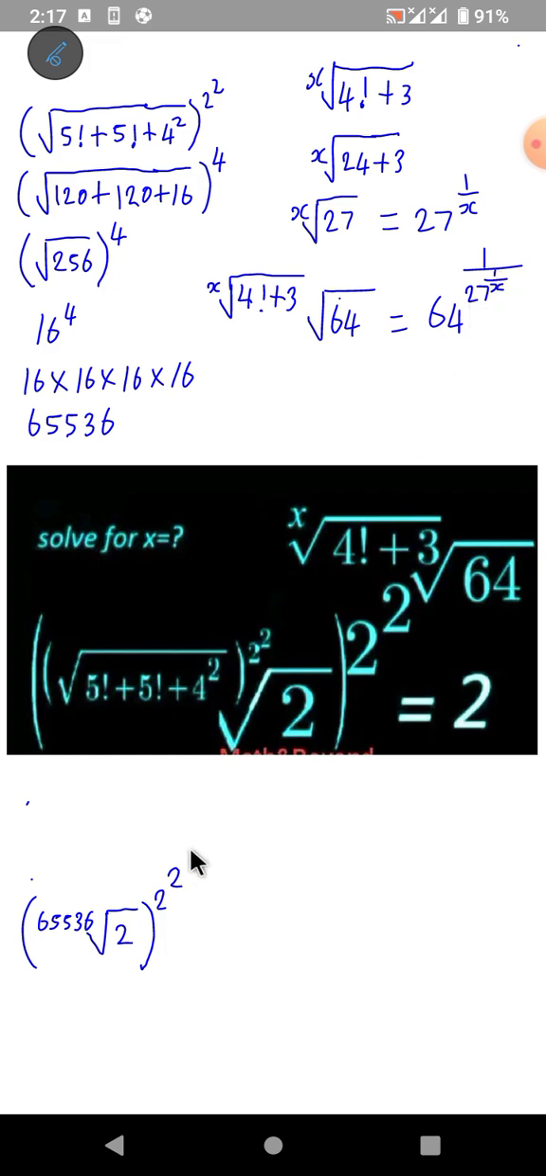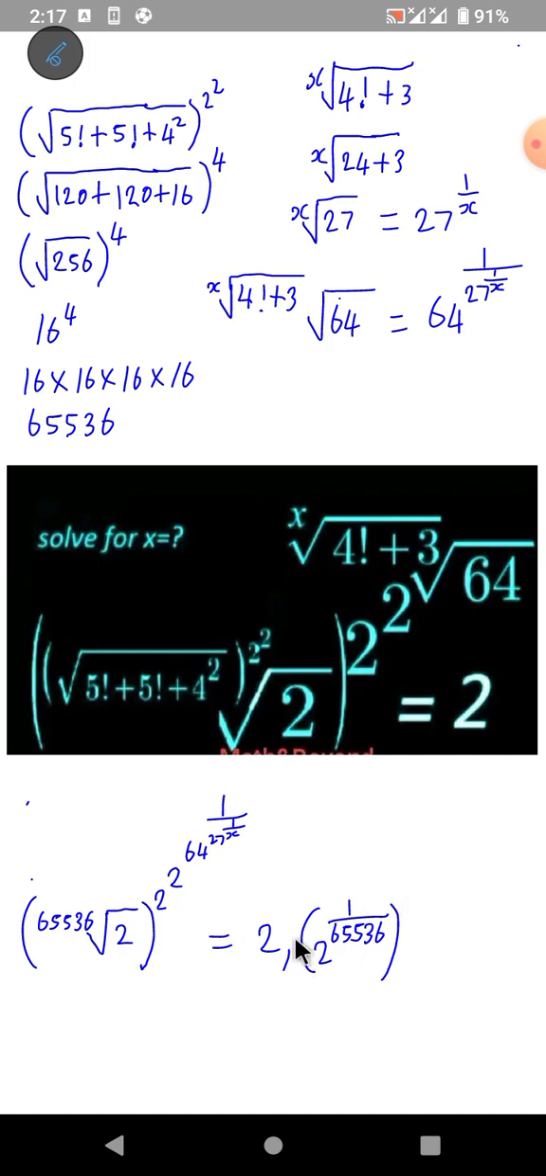So I'm going to write it now. That's 64 raised to the power of 1 over 27 raised to the power 1 all over x, then all equal to 2. I will continue again now. Now, this expression here can be written as, open my bracket again. So here will be 2 raised to the power of 1 all over 65536. Then close our bracket. All raised to the power of these 2.